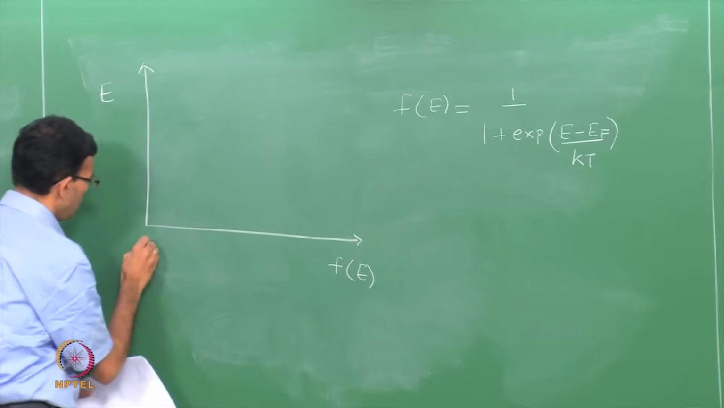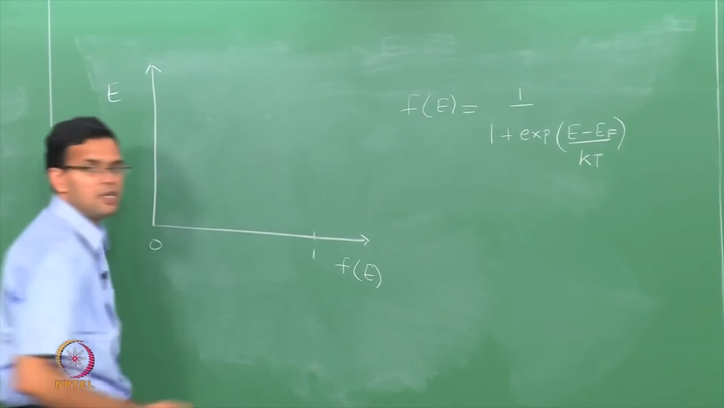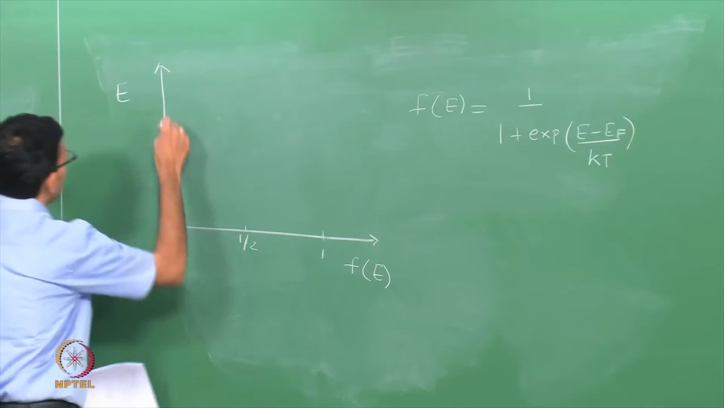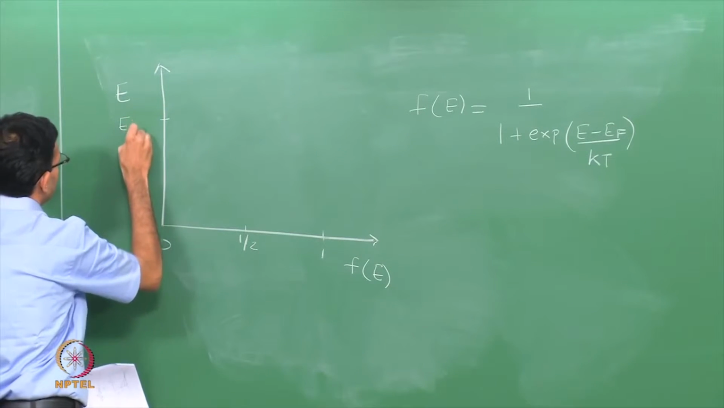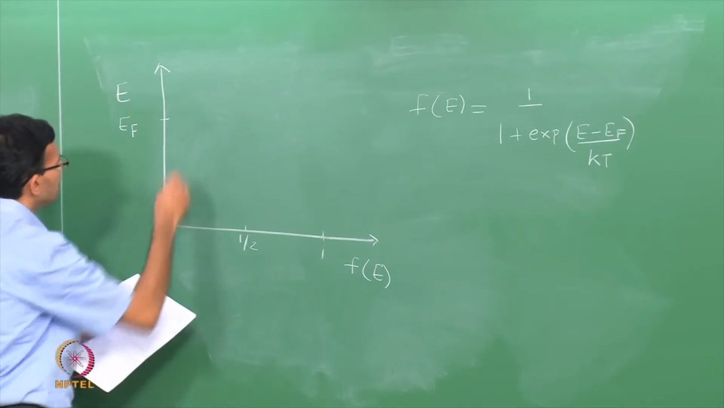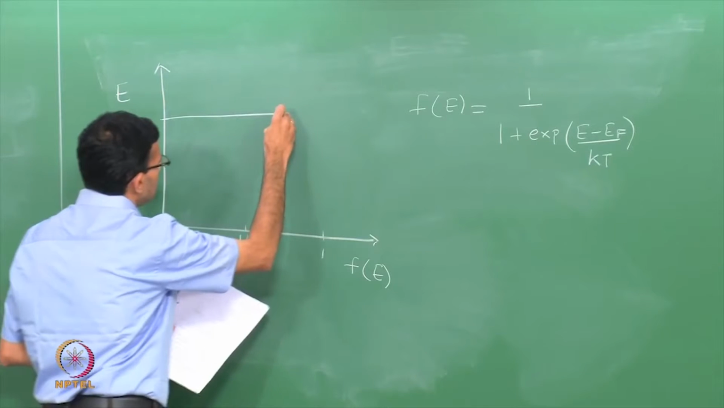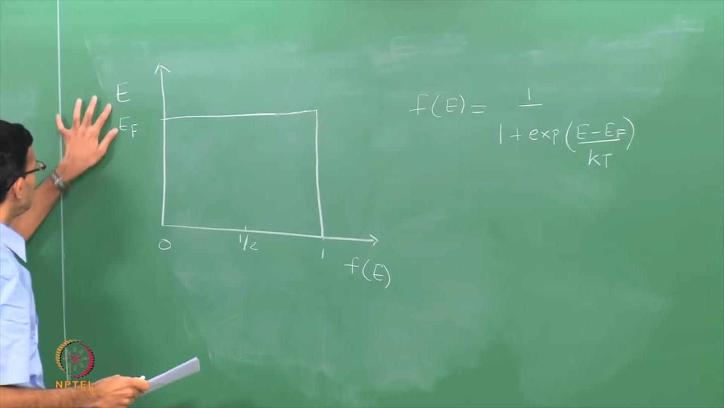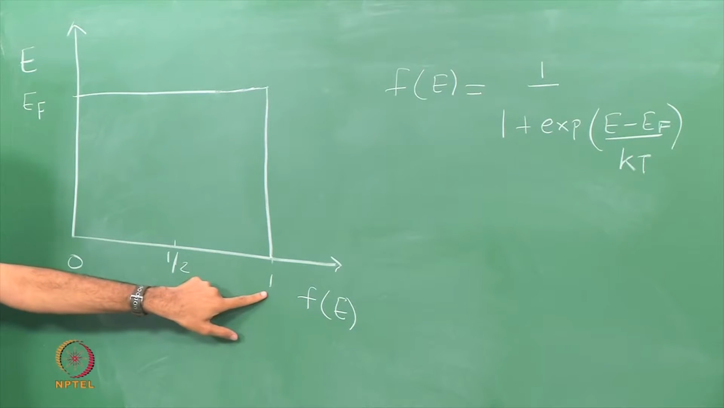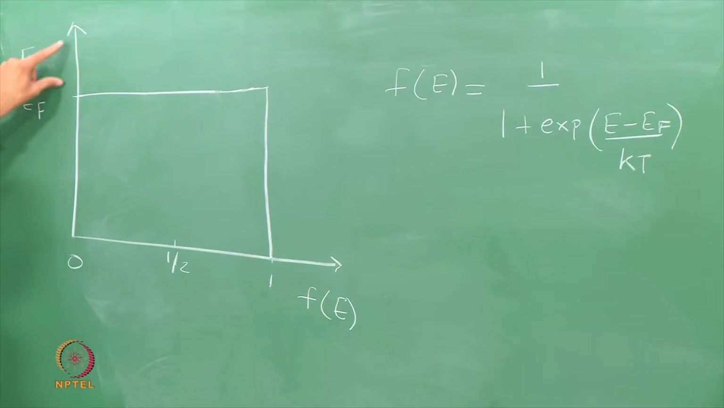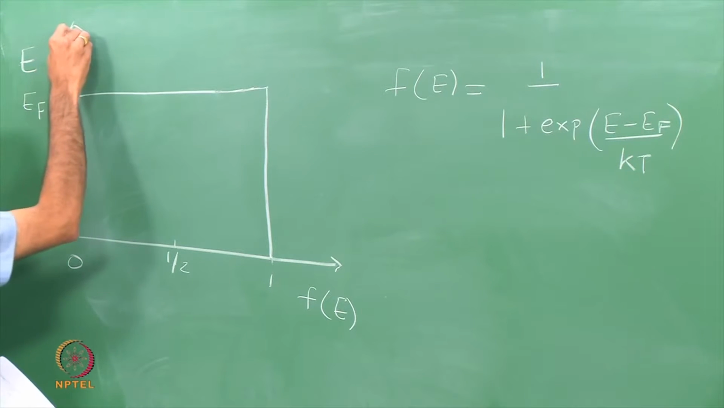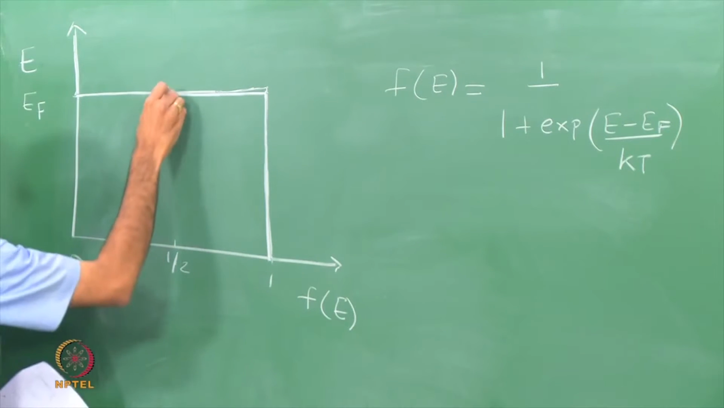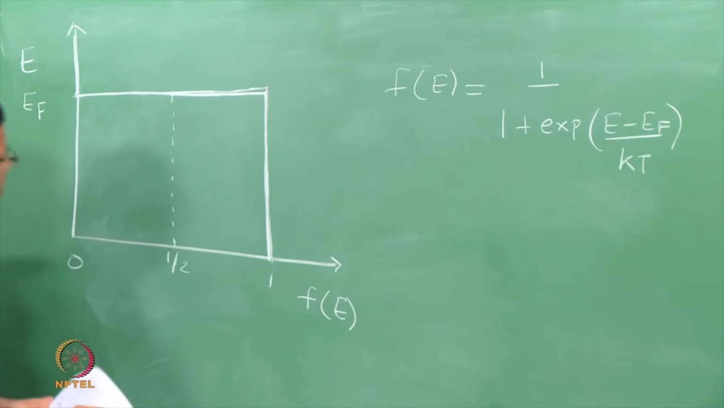f of E can go from 0 to 1, with an intermediate state of 1/2, and then energy, I will write EF here. At 0 Kelvin, f of E is just a delta function. As long as the energy E is less than EF, the value is 1. When the energy goes above EF, the value is 0. So, this is f of E at 0 Kelvin. I will just mark half at EF.